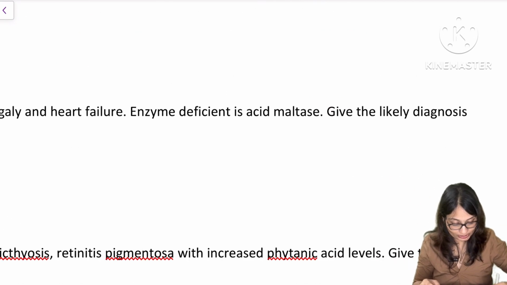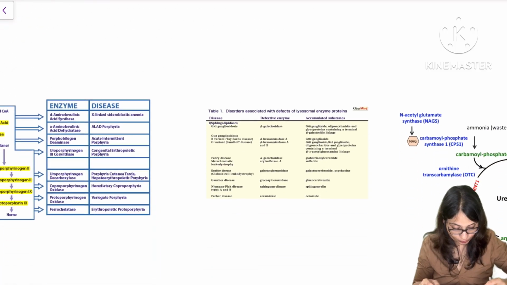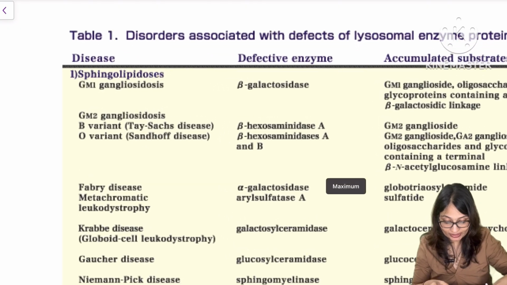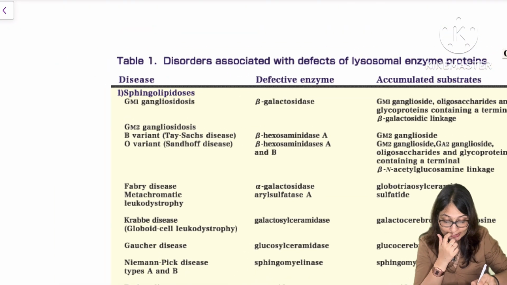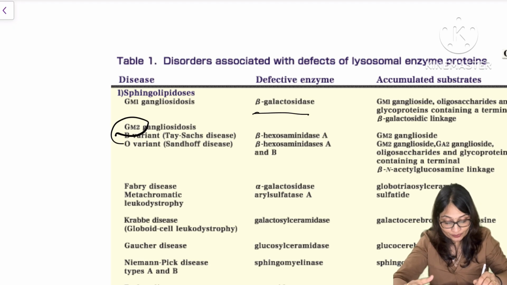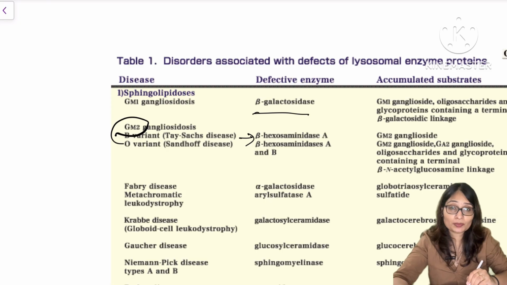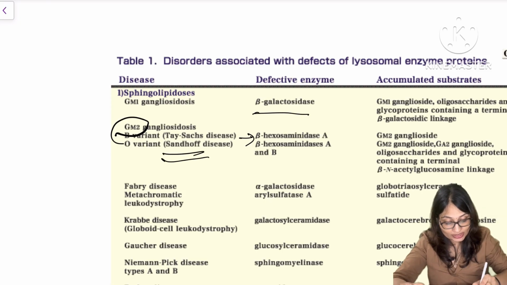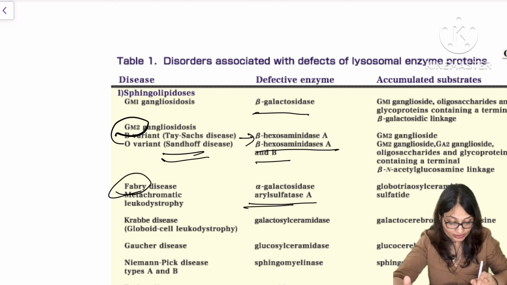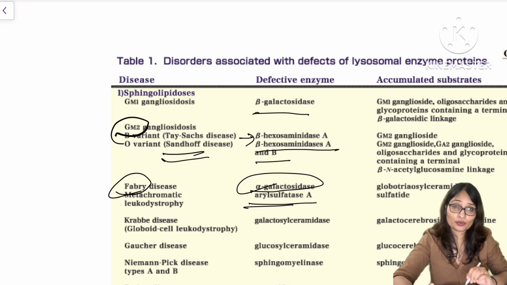If you need, maybe we can have a quick recall of all the sphingolipidoses. Starting with GM1 gangliosidosis, the enzyme defective here is beta galactosidase. GM2, we have two, Tay-Sachs and Sandhoff's. Tay-Sachs deficiency is beta hexosaminidase A. Sandhoff's deficiency is both beta hexosaminidase A and B. Fabry's, the defect here is alpha galactosidase.